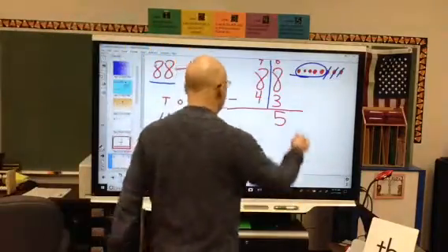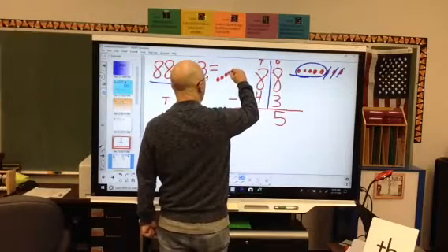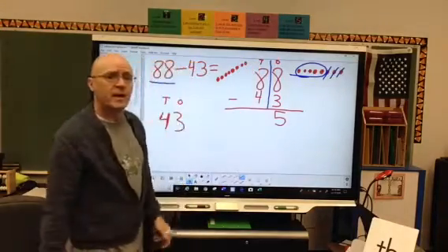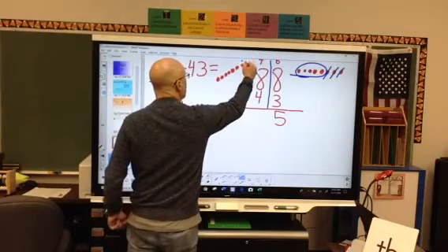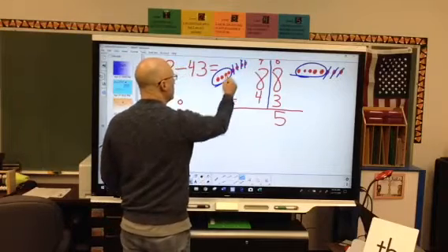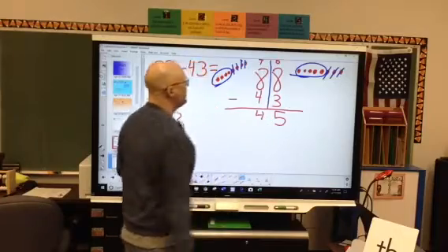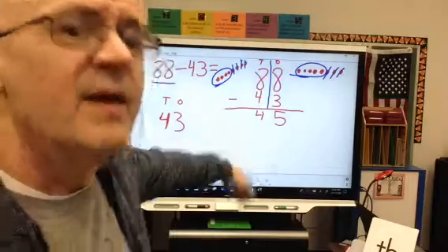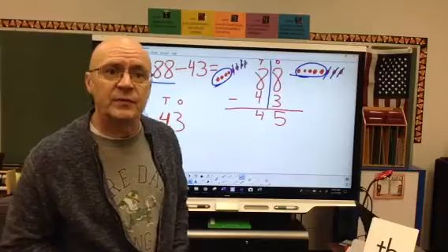Now I move over to the tens, and I write 1, 2, 3, 4, 5, 6, 7, 8 little dots. And I take away 4: 1, 2, 3, 4. How many do I have left? 4. The difference of 88 and 43 is 45. The answer to 88 minus 43 is 45.